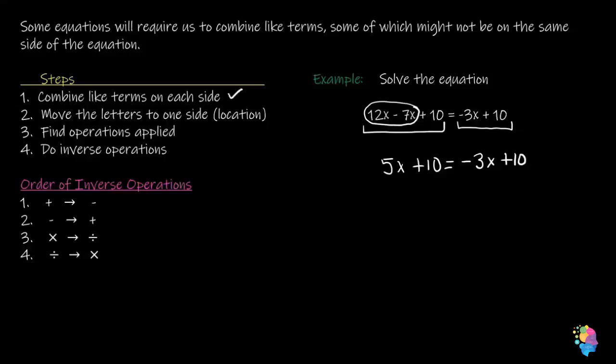Now I have to move the letters to one side. Remember that I said that a long time ago I decided that I was going to move all the letters to the left. That means that any letter or variable that is on the right side of the equal sign, I'm going to move it to the left side.